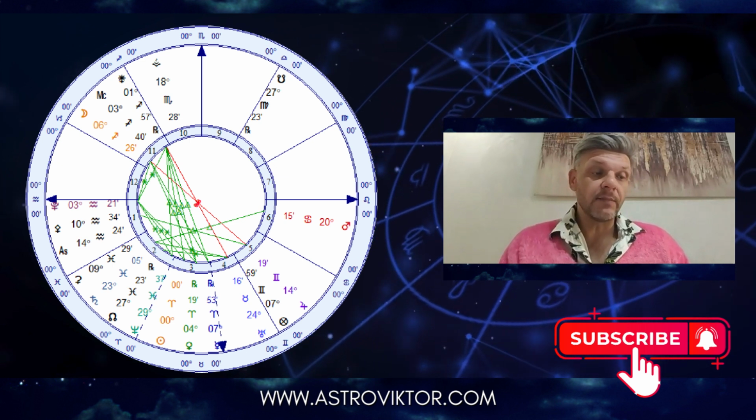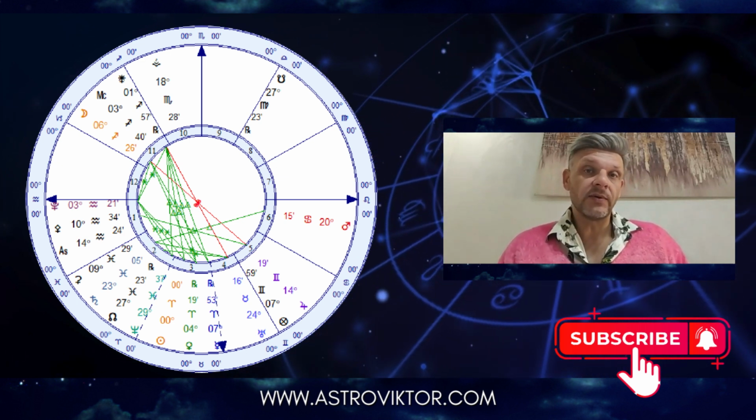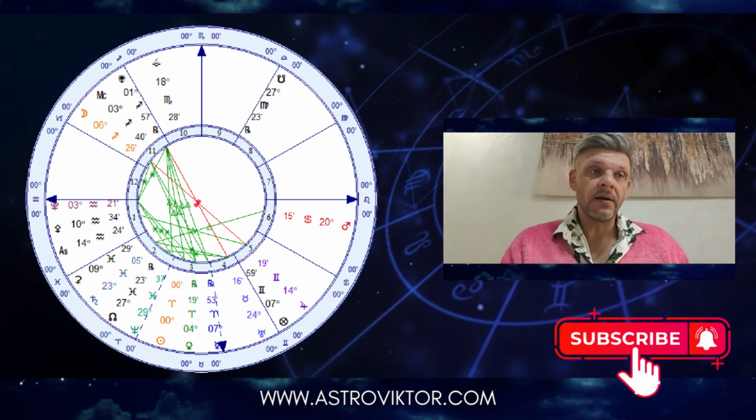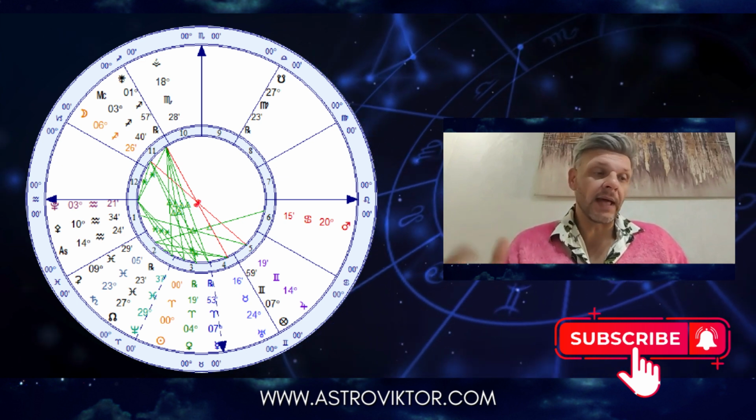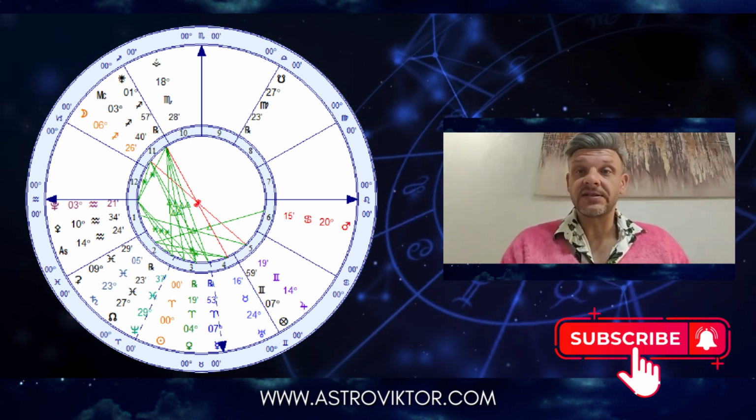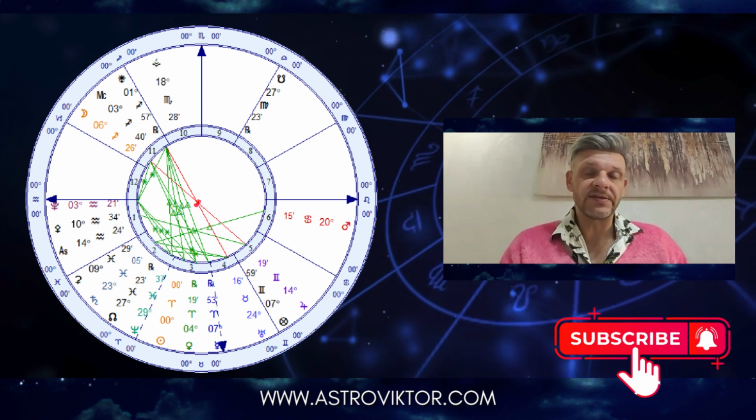Now, we will be using both rulers as well. So we are going to be looking at where Saturn and Uranus are, because we are talking about the mundane level. However, I tend to use the traditional rulers when it comes to a personal chart.